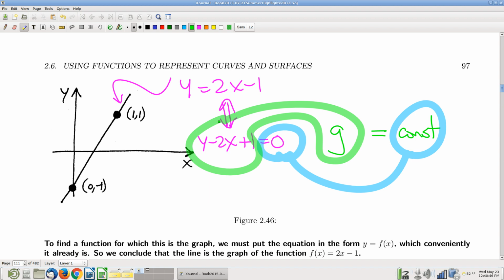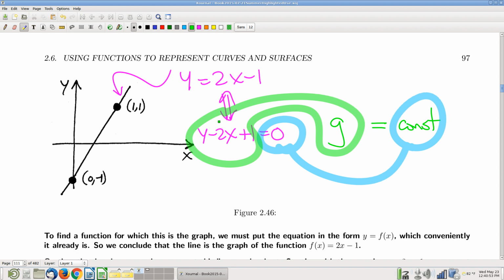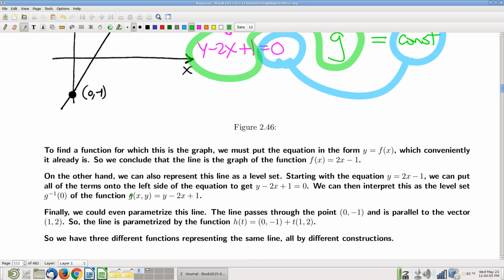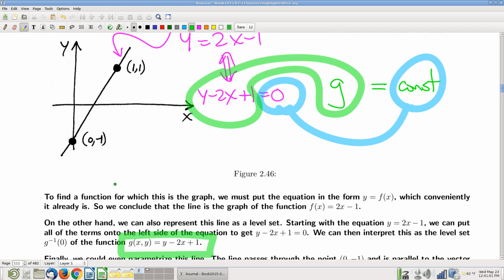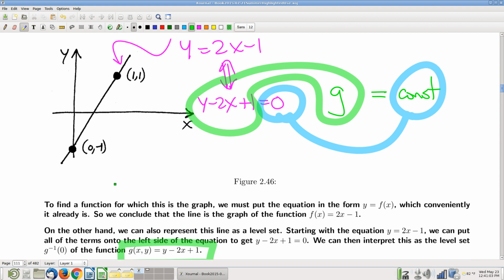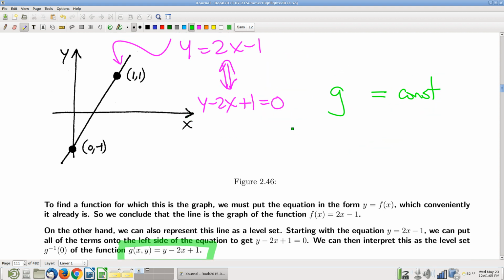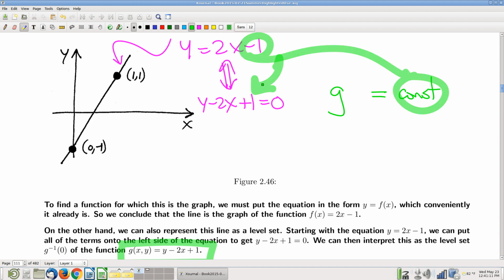A function, one of whose level sets gives you that equation, is this thing right here, y minus 2x plus 1. Now you might think to yourself, well, hey, what's with the fascination with 0? How come I felt the need to take this constant? That's a perfectly acceptable constant. Why did I feel the need to move that over to the other side of the equation? And no particularly good reason.